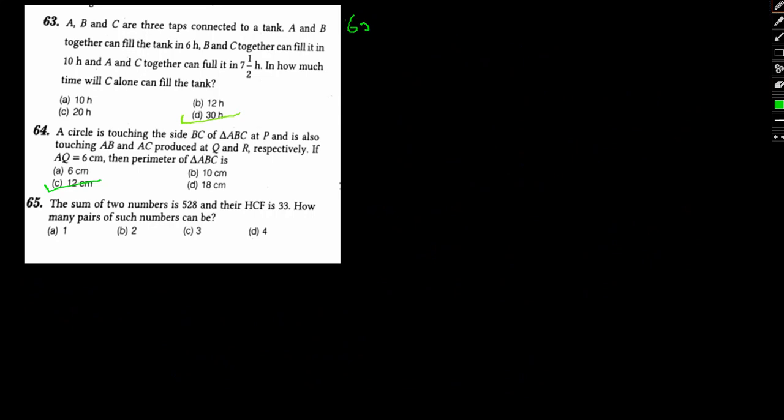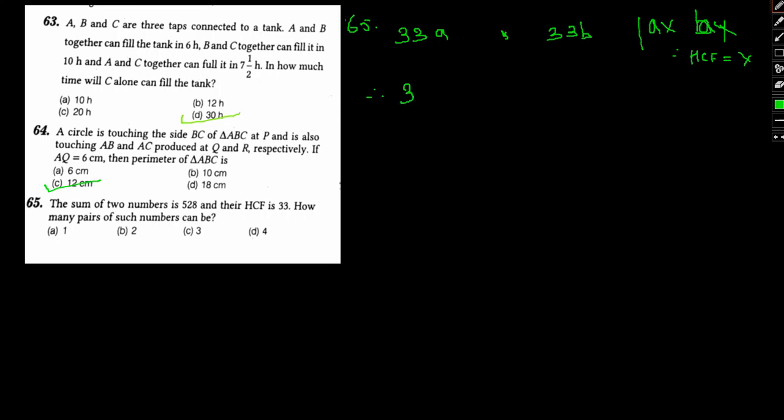That is 65. Okay. The sum of two numbers is 528 and their HCF is 33. How many such pair of numbers are possible? Okay. So let the numbers be 33A and 33B. Okay, why? Because let me give you a concept. Let one number be AX and another number be BX. So therefore HCF will be given as X. Okay, so the common part 33 has to be there. Okay, so this is what we have.